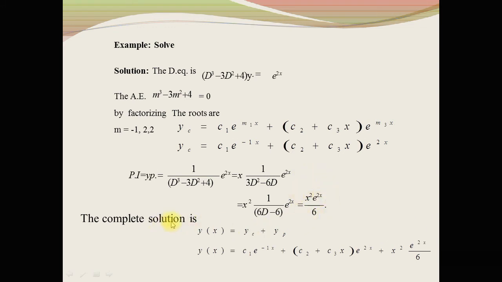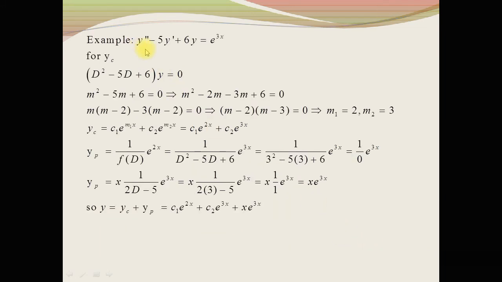Now the complete solution for the given third order non-homogeneous linear differential equation is equal to yc plus yp. Complementary solution plus particular solution is equal to the complete solution of the given differential equation. So this is the complementary solution, c1 e power minus x plus (c2 plus c3x) into e power 2x, plus the particular solution x square e power 2x divided by 6.